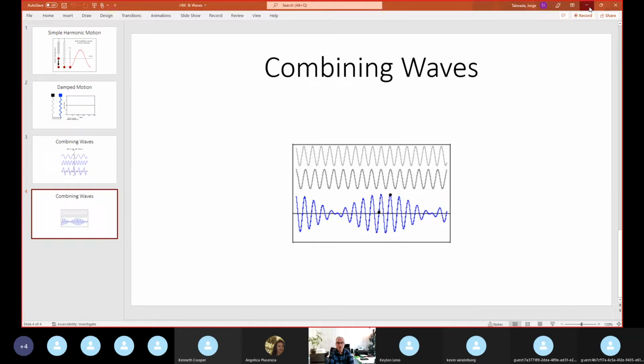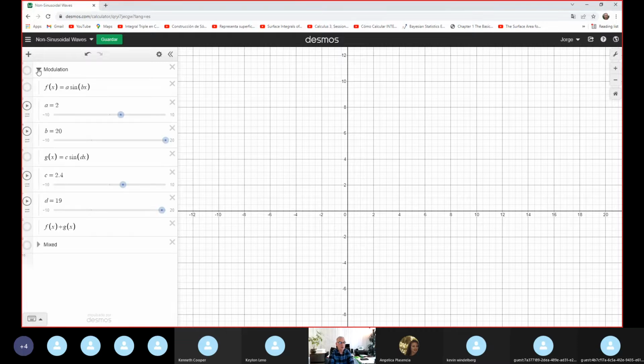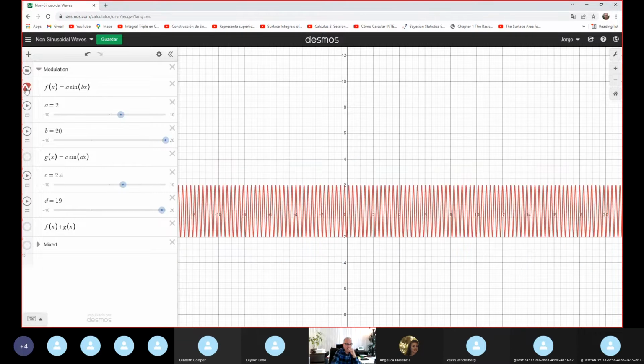Okay, Desmos. To illustrate non-sinusoidal periodic. Look, do you see Desmos now? Do you see Desmos? Do you see or no? Yes. Okay. Let me show you that part. In that part, we have, wow, look at that. We have one sine function, but let me start at the beginning. We have one sine function.